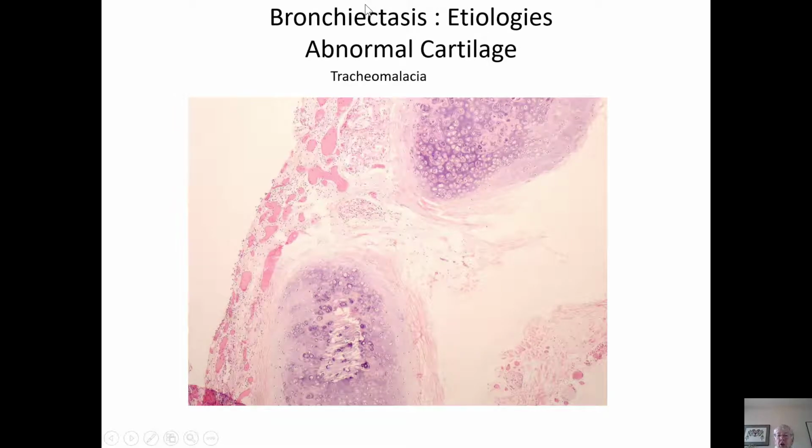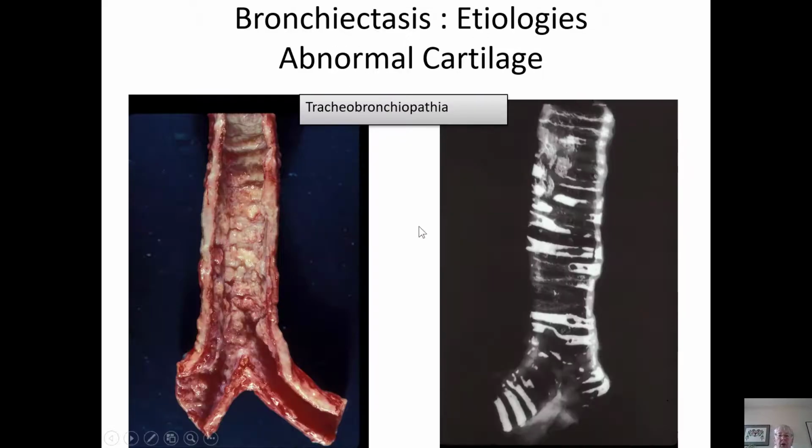This is a case of tracheomalacia seen in a patient who had been intubated for a very long period of time. Note that the cartilage is abnormal with central degeneration and perichondral fibrosis. This is a case of tracheobronchopathia.